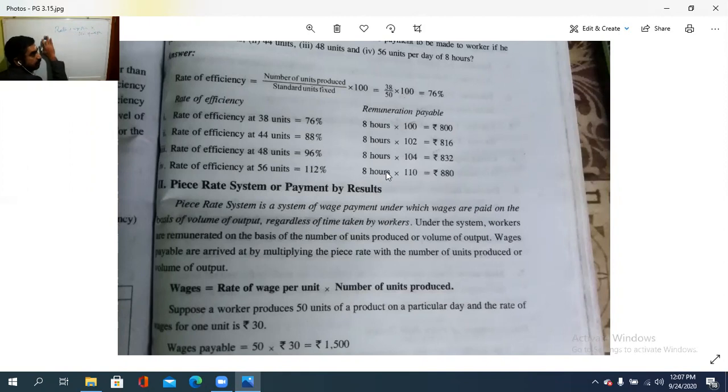In the case of the piece rate system, the rate of wages paid is to be multiplied with the number of units produced, that is, how much output is produced. Therefore, if a worker produces 50 units of a product on a particular day at the rate of rupees 30 per unit, then it is 30 into 50, isn't it? Rate of wage per unit multiplied with the number of units produced. So 50 into 30, that is 1500. So that is the case.